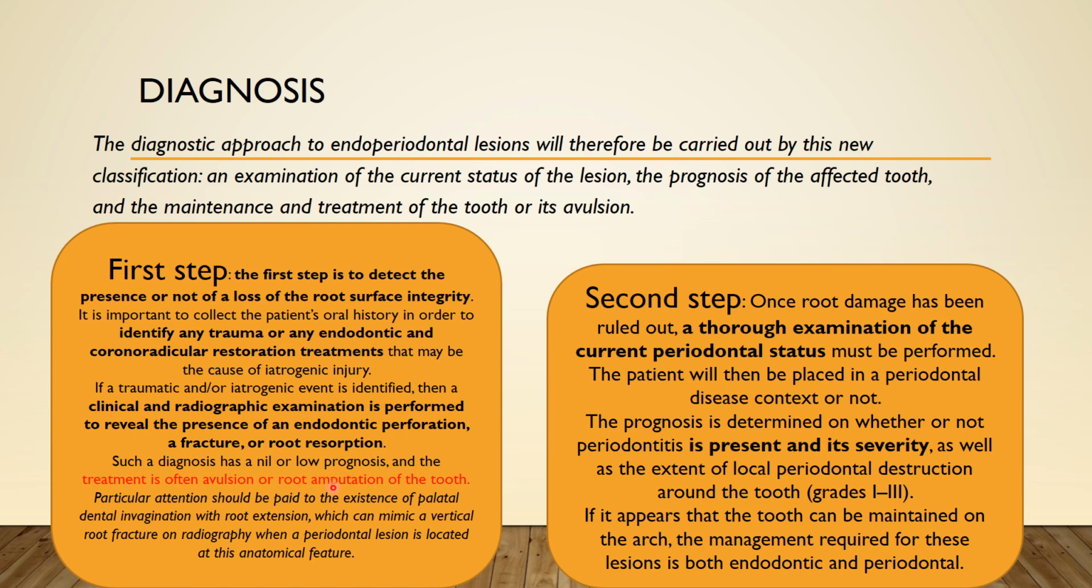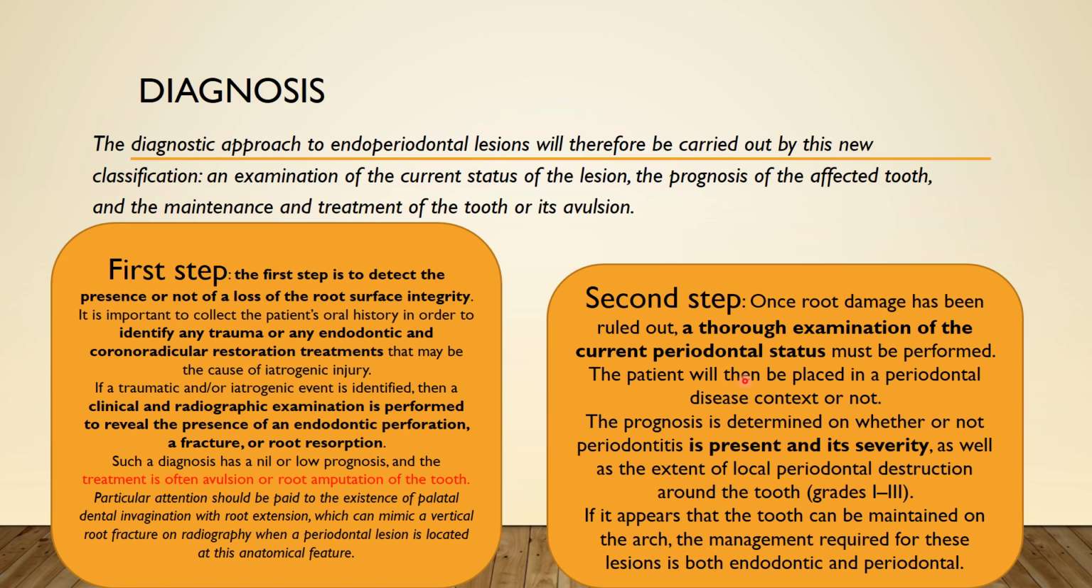When you detect root damage, you always have to make sure about the presence of palatal dental invagination. This can give you a misdiagnosis. Why? Because this can mimic a vertical root fracture in radiography when a periodontal lesion is located at this anatomic feature. So the second step is that once root damage has been ruled out, a thorough examination of the current periodontal status must be performed.